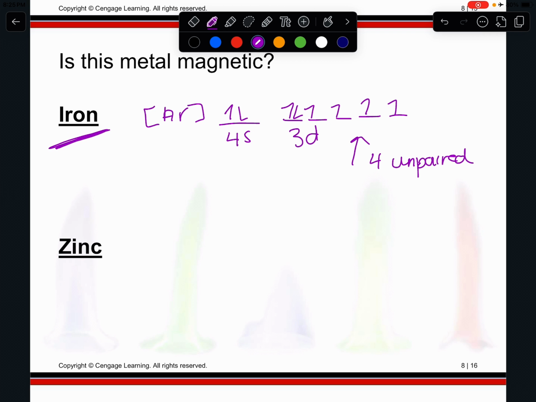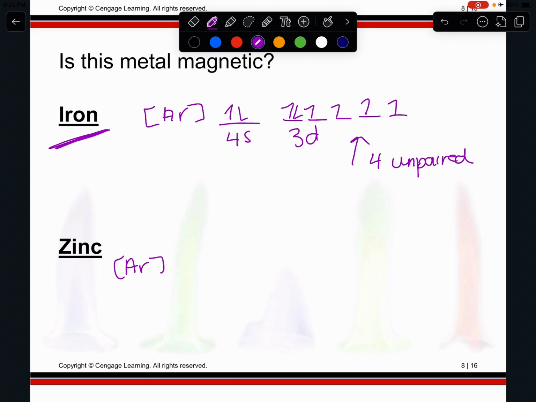All right, zinc. Let's go ahead and do zinc. I'm going to also do the shorthand here. So we have argon, and then we have the same 4s, and then we have 3d. And there are 10 electrons. So all of these are actually paired up. Therefore, there are no unpaired electrons. These are all paired. Therefore, this is diamagnetic. So zinc is not magnetic.